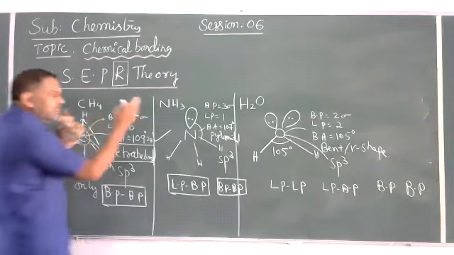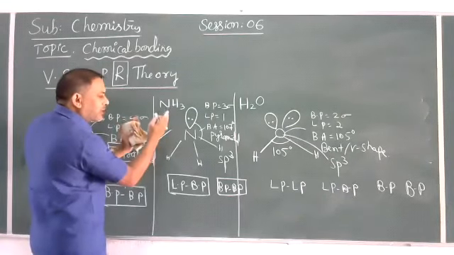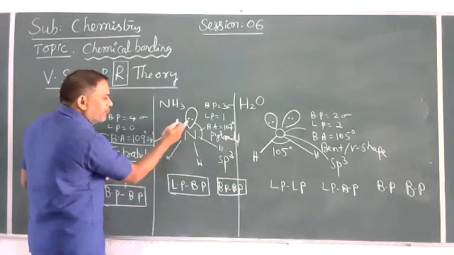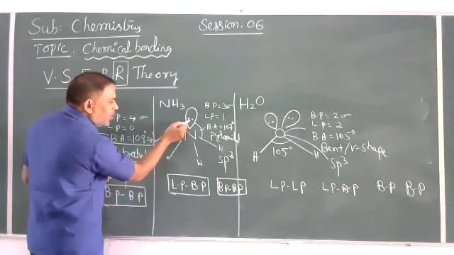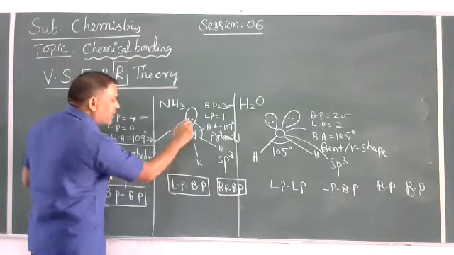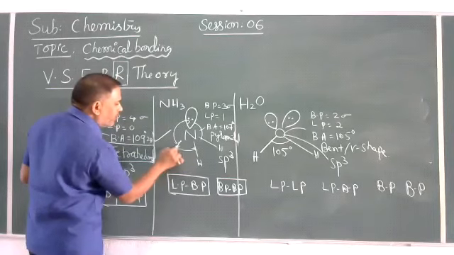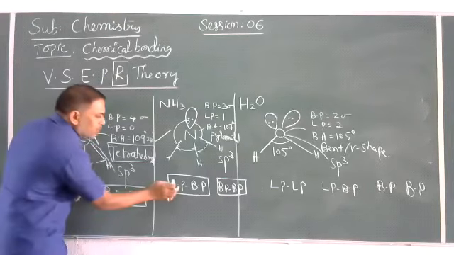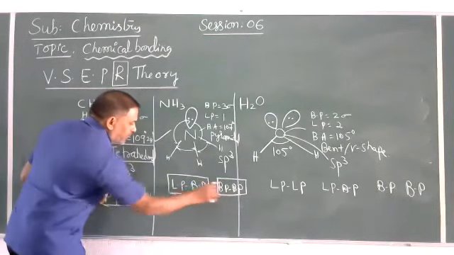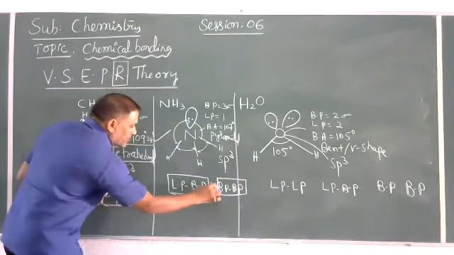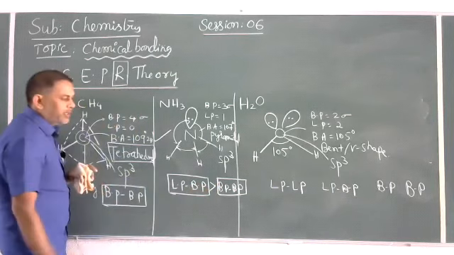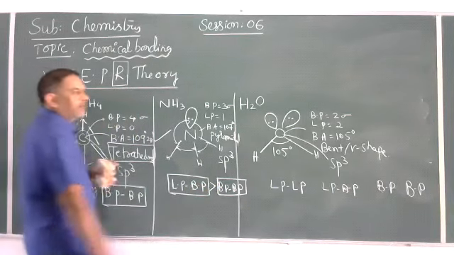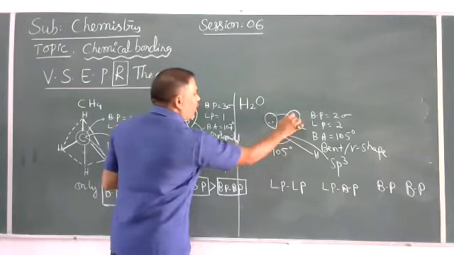Whereas in ammonia, NH3, due to the presence of one lone pair, lone pair and bond pair repulsions are there, and bond pair and bond pair repulsions are also present. So lone pair and bond pair repulsions are more than bond pair and bond pair repulsions. Whereas in this case, two lone pairs are there.